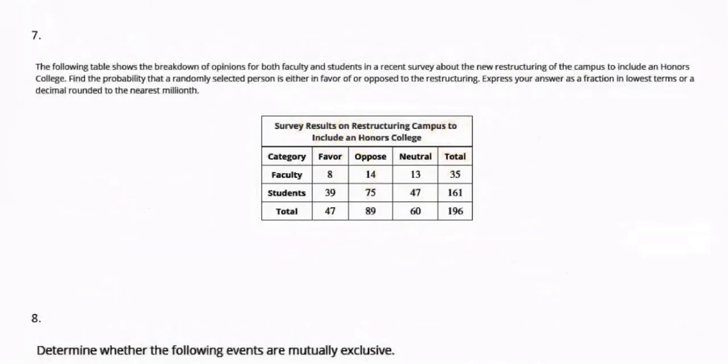Now again, the chart is there. And our total, our sample space here, is 196. Now the following table, both faculty, recent, campus. Find the probability that a randomly selected person is either in favor or opposed to the restructuring of this honors program.